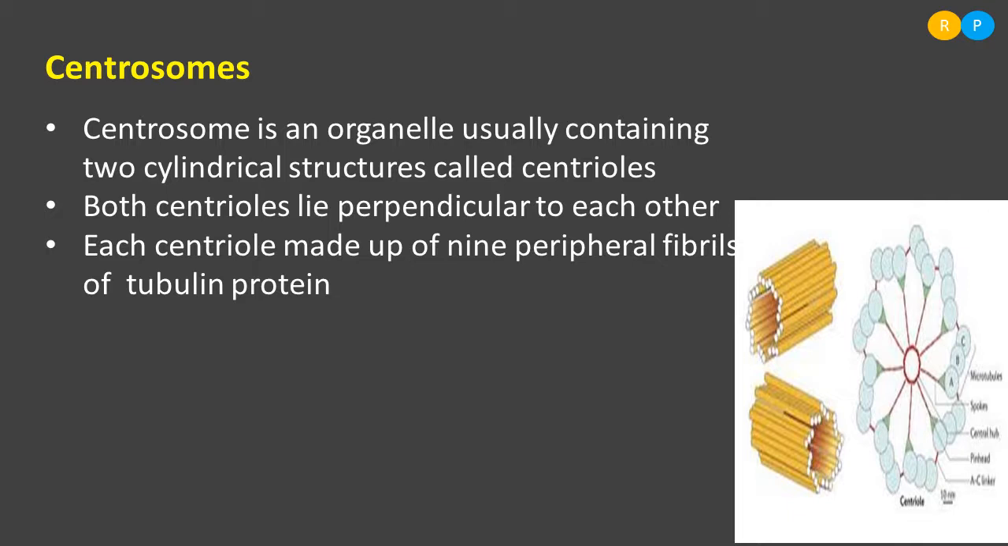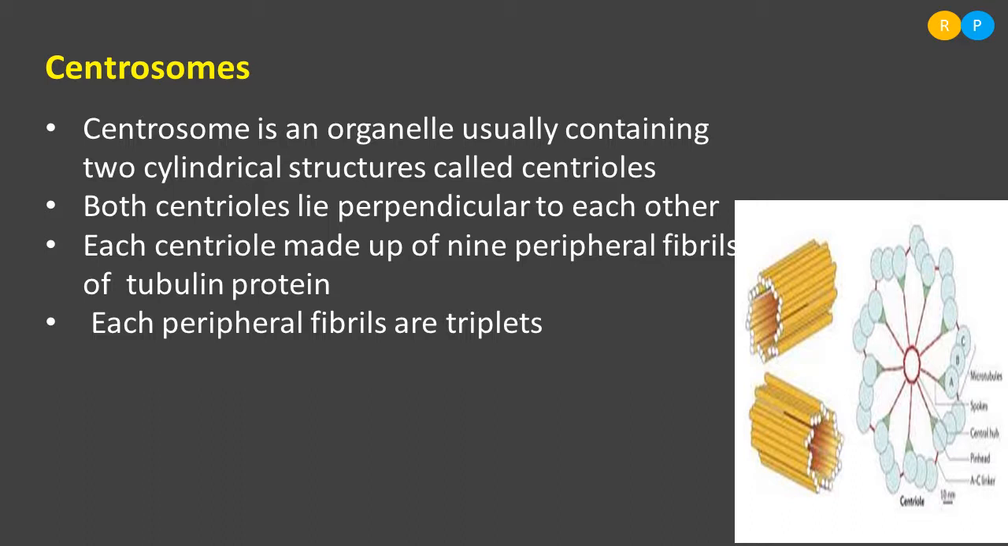Each centriole is made up of 9 peripheral fibrils. What is the number of fibrils present towards the peripheral region? 9 peripheral fibrils of tubulin protein can be seen in the centrioles. You can see in the enlarged view of this structure the presence of 9 peripheral fibrils. Those are nothing but tubulin fibers. Each of the peripheral fibers is a triplet. So 3 fibers can be seen together, so they are triplets in nature.